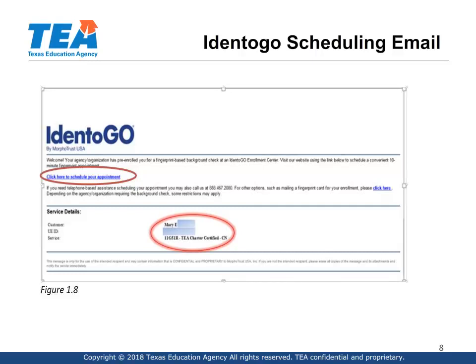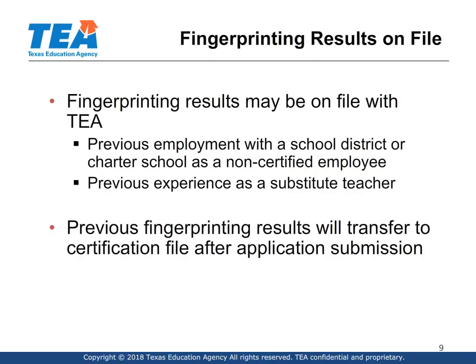After payment has been made in ECOS, an email from Identogo is sent to the applicant. The email contains the UEID number, service code, and a link to schedule a fingerprinting appointment. During appointment scheduling, the applicant must submit an additional $10 fee to Identogo for the scanning of his fingerprints.